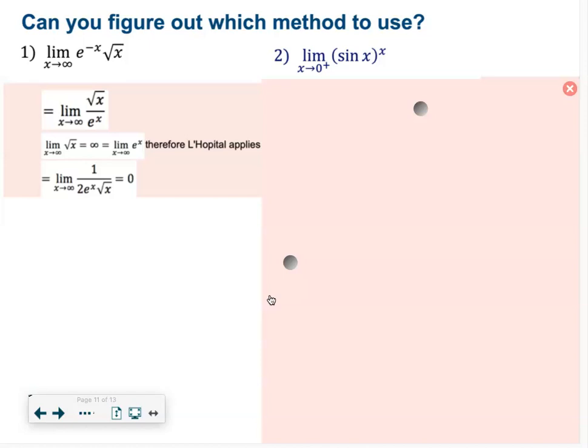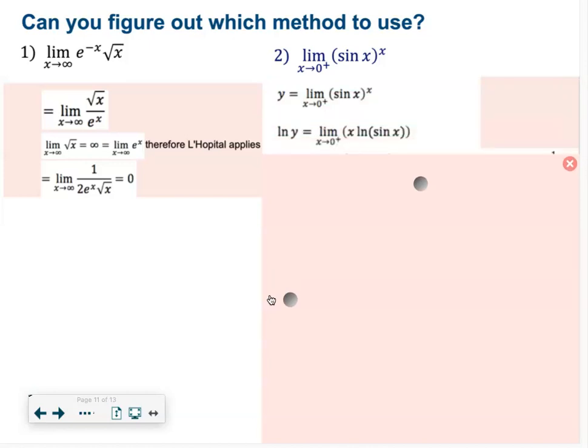So for the second one, we have a 0 to the 0 situation, which means we're going to have to take a natural log of both sides, right? So I set it equal to y. Take the ln of both sides. When you take the ln of both sides, remember, keep your limit on the outside of your log. So you end up with x ln sine x here. All right, so now if we plug in a 0, this is 0. But if we plug in a 0 here, you get the natural log of 0. So the natural log as x approaches 0 from the right is actually negative infinity. So this is actually a 0 times an infinity.